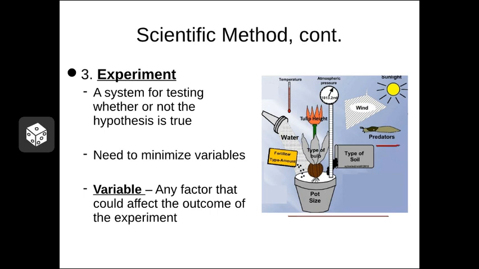You can have predators such as slugs nibbling on your plant, the wind, the amount of sunlight, the temperature and the pressure, the amount of water that you're giving it, the type of fertilizer you're giving it. All of these things, even the soil, can affect how that plant grows. In order to minimize these variables, you want to keep these factors as constant as possible. And if you can't control the variable, then you really need to record that variable. You need to keep measurements of it and see how it changes. That way you can kind of account for it in the results of your experiment. So good experiments try to minimize variables.